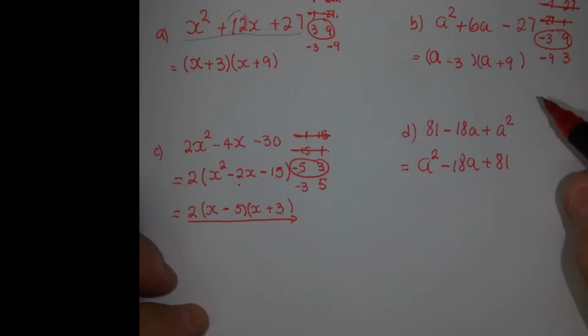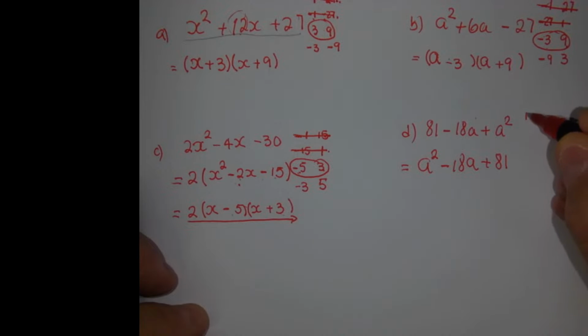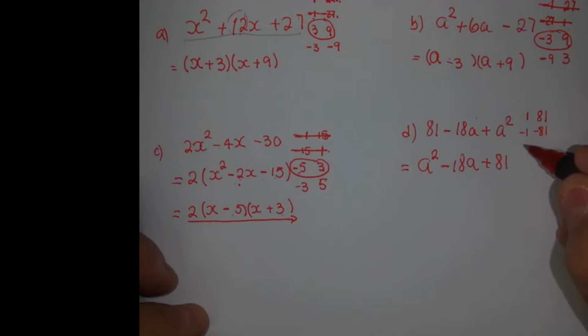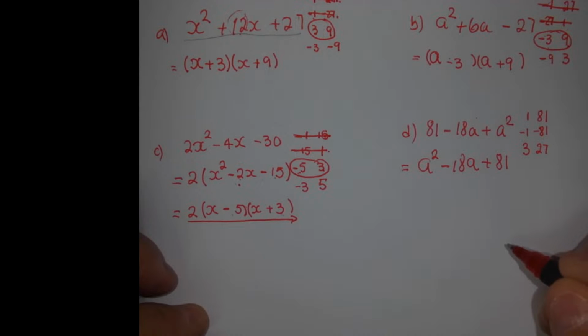Okay, so 81 has 1 as a factor, so I could say 1 times 81, or I could also say minus 1 times minus 81, because both of those pairs multiply to positive 81. But I could also say 3 and 27, or I could say minus 3 and minus 27, because when I multiply those two pairs I also get positive 81. Or I could say 9 times 9, or minus 9 times minus 9.